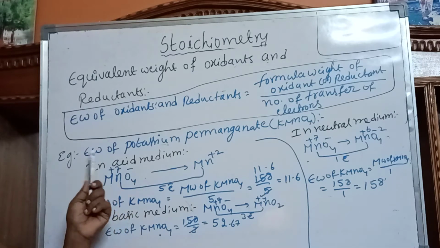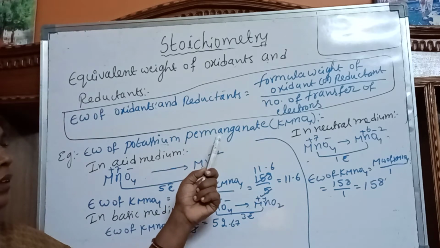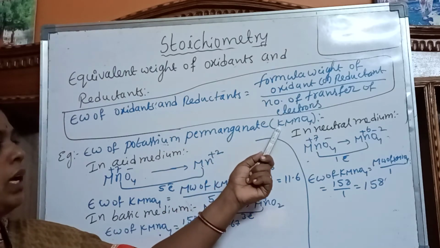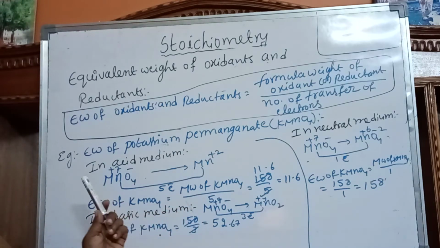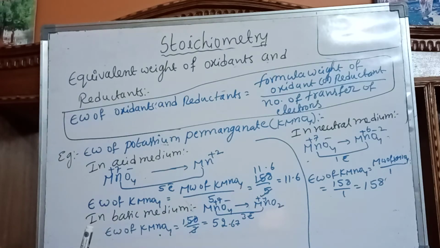For example, calculate the equivalent weight of potassium permanganate. The formula of potassium permanganate is KMnO4. This potassium permanganate can act as an oxidant in acidic medium, basic medium and neutral medium. Take acidic medium: in acidic medium, MnO4 minus, or potassium permanganate, converts into Mn plus 2 ion. In this MnO4 minus ion, the oxidation state of manganese is plus 7.